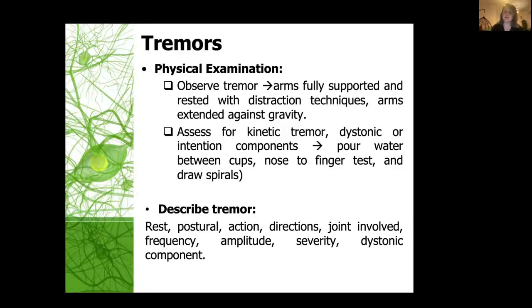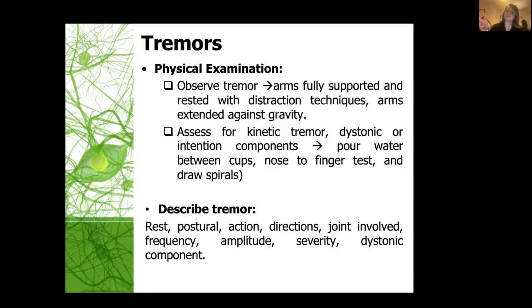So you need to check and make sure that the arms are fully supported and rested, and use distraction techniques and see if that helps the tremor to stop or if it continues anyway. Arms should be extended against gravity to be able to assess properly. And we also need to assess for a kinetic tremor by movement and dystonic intention components. The way we assess for all this is by asking them to do things like a finger to nose test, for them to draw spirals and see how much shaking is there when they're drawing.